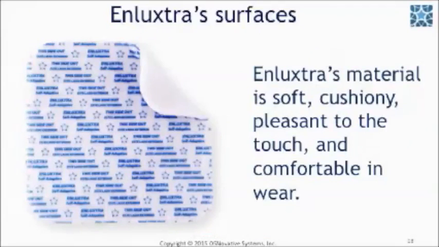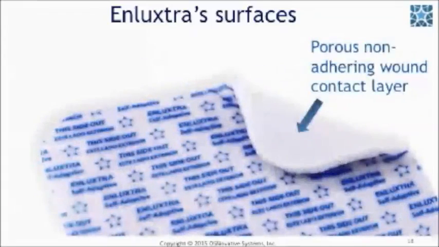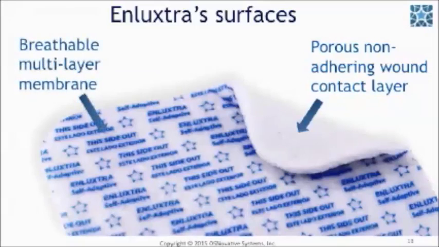Its material is soft, cushiony, pleasant to the touch, and very comfortable in wear. The surface that faces the wound is porous and non-adhering. Patients report soothing and cooling sensations the moment Enluxtra is applied. The other side is a breathable backing film, permeable to water vapors, but impermeable to fluids and microorganisms. It also serves as a strike-through barrier and protects from harmful bacteria.